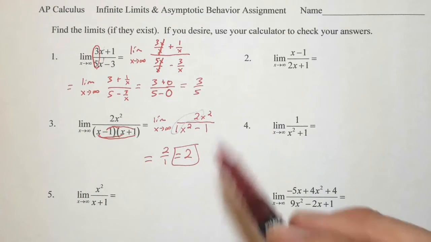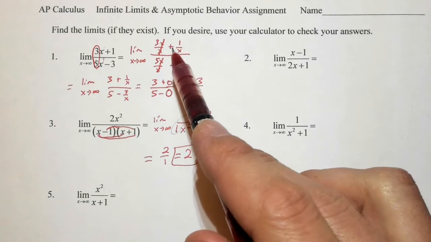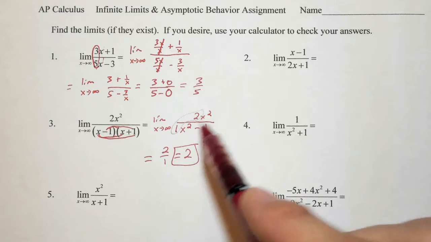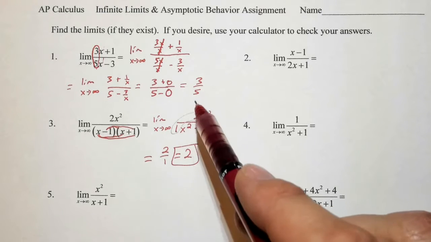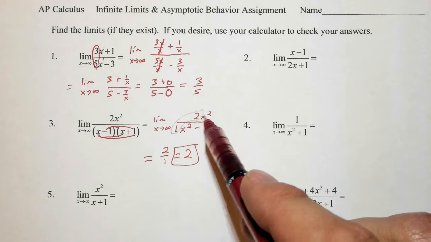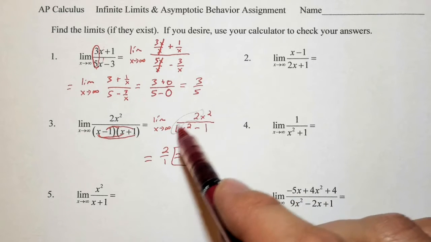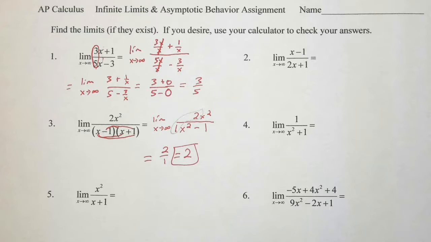And again, I just did the shortcut. I didn't go through the dividing by x, because you don't need to show that on the exam. They're going to ask you a question like this, and all you're interested in is locating that highest exponent. It's in the numerator and the denominator. Okay, what are the coefficients? 2 and 1. Boom, there's our answer.